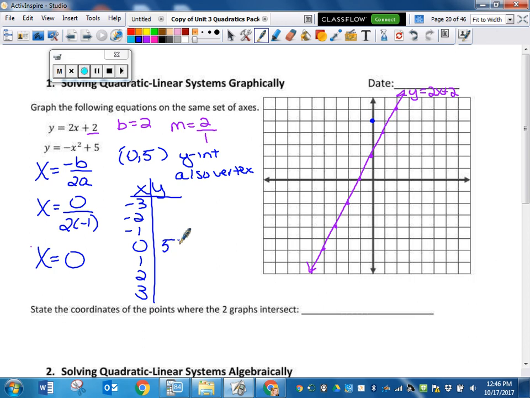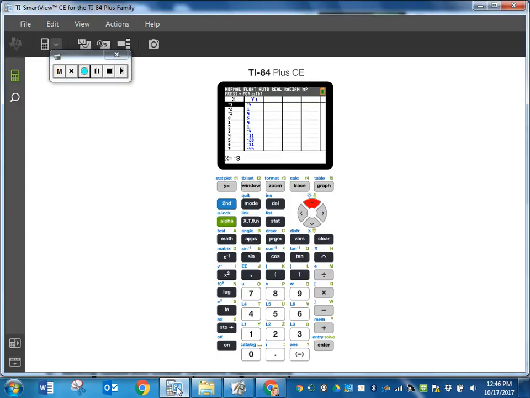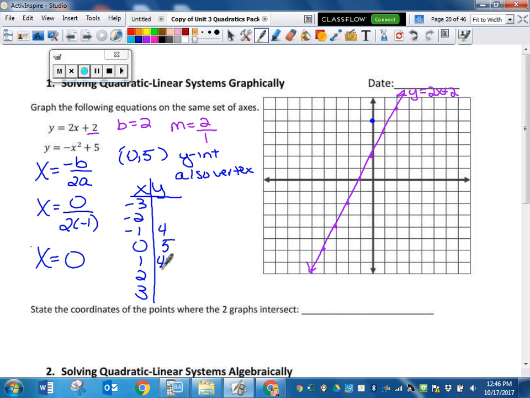All right, so we have negative x squared plus 5. We've got (0, 5). We have (negative 1, 4), which matches up. We've got (negative 2, 1). And we have (3, negative 4). So you can plot those points now.